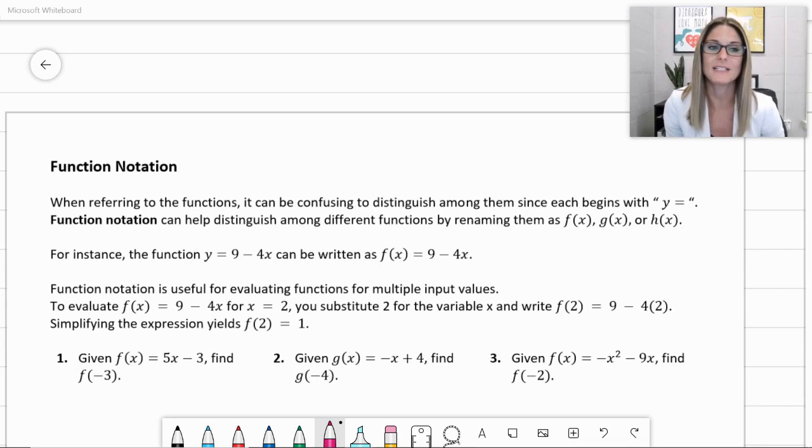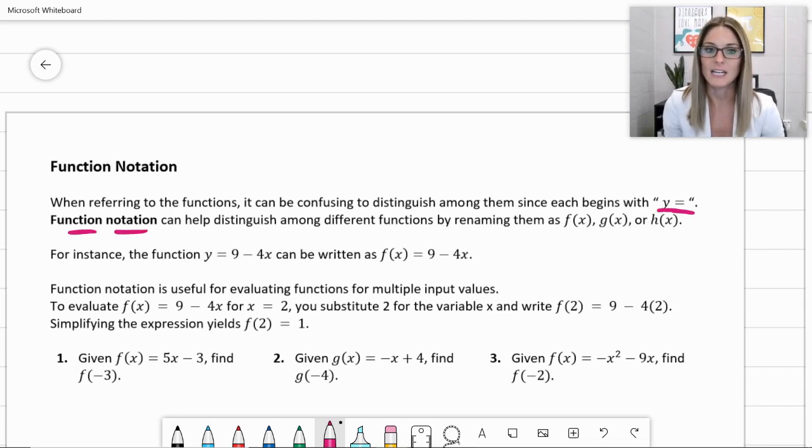At the top of the notes, it says, when referring to functions, especially if we're working with more than one function at a time, it can be confusing to distinguish among them because they all begin with y equals. Y equals this and y equals that. And if I'm working with multiple functions at the same time, if I'm trying to talk to you about the functions, it gets difficult. So that's where function notation comes in handy.